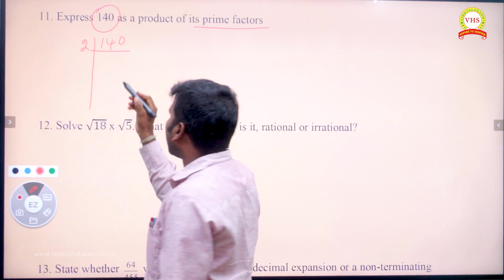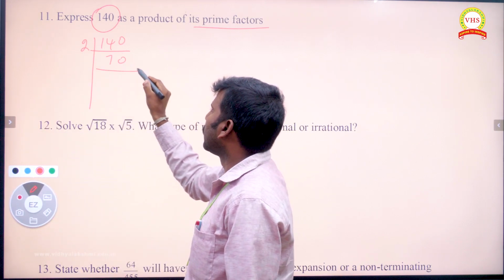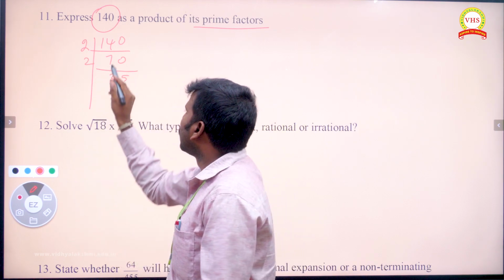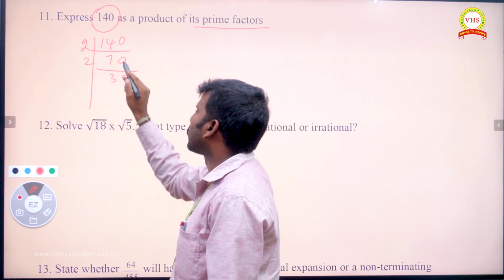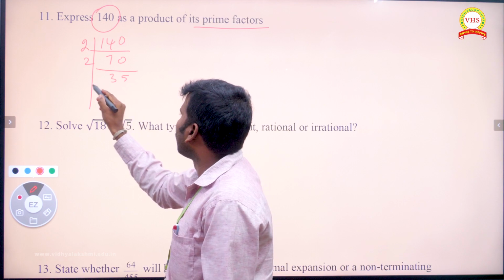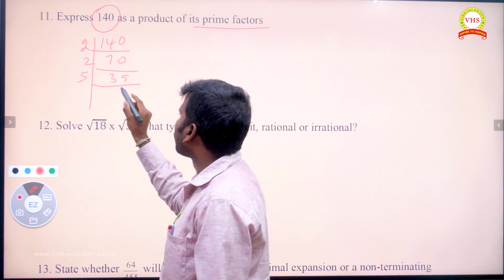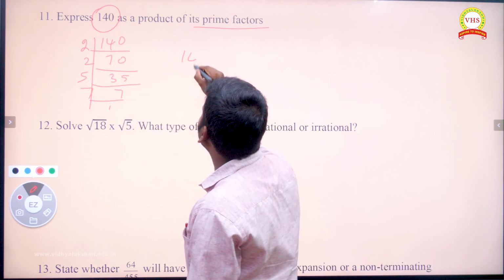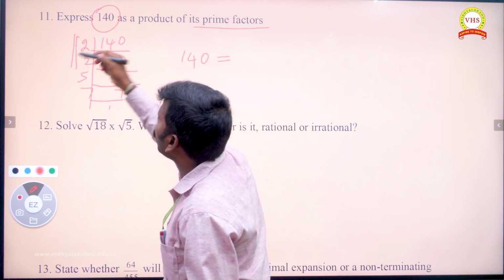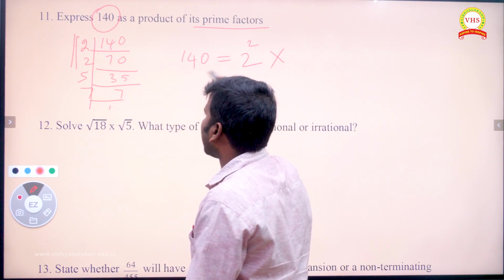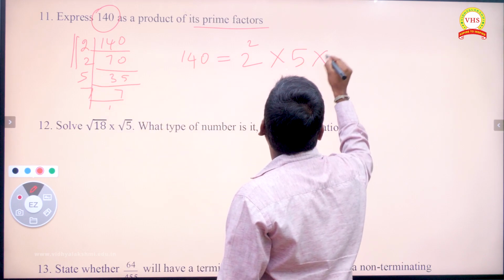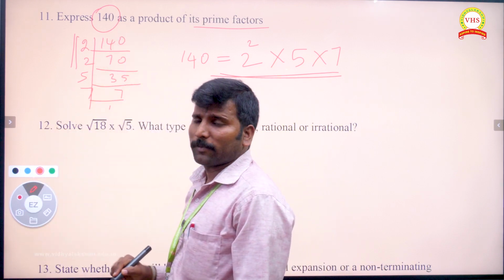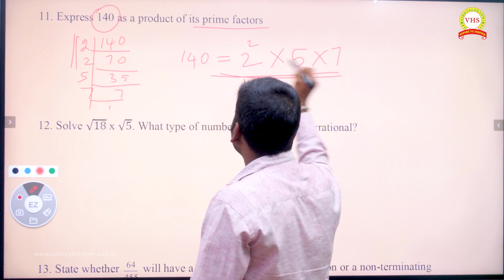First, divide by 2: 7 twos are 14, so 70 is there. Again, going with the 2 table, you will get 35, which is half of 70. It is not divisible by 2 anymore, so I am going with 5. Now 7 fives are 35, and 7 divided by 7 is 1. So 140 we can write as 2 coming 2 times, so 2 power 2, multiplied by 5 and 7. So this is the prime factorization of 140. They asked to write the prime factors, so these are the prime factors of 140.